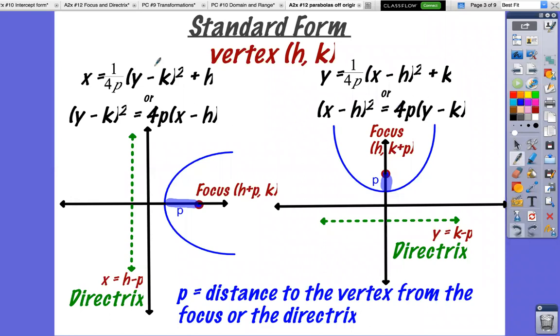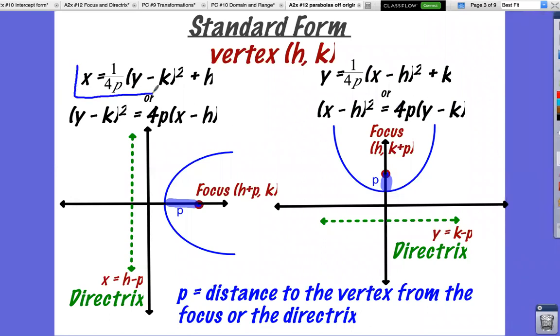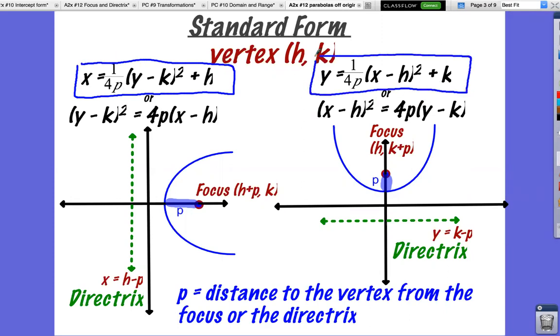The only thing that you need to write down on this page are these top two equations. Make sure you write them down. Make sure you know them, but take a second and look at them, write them down.